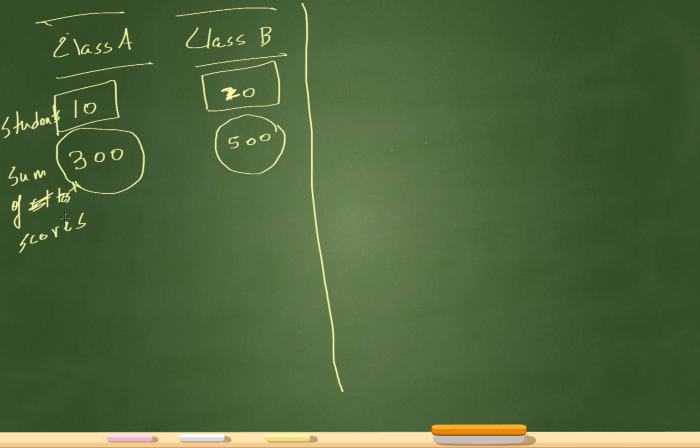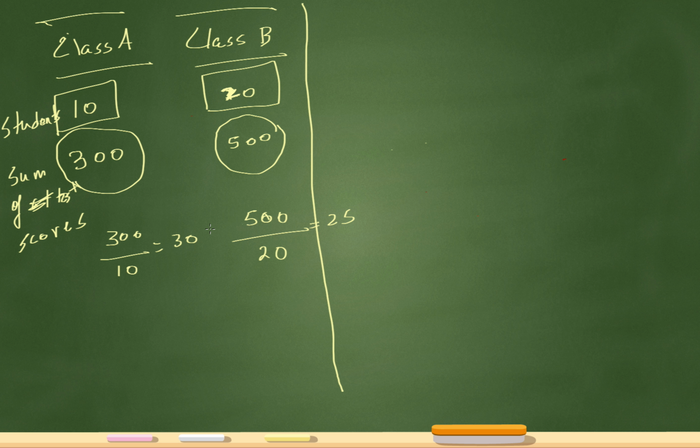Now, if I asked you to find the average of this class, it would be pretty straightforward. Average is always the sum divided by how many students there are. So in this case, it would be 300 divided by 10. And in this case, again, the sum would be 500, and I would divide that by 20 to get the average. So over here you get 30, over here you get 25.